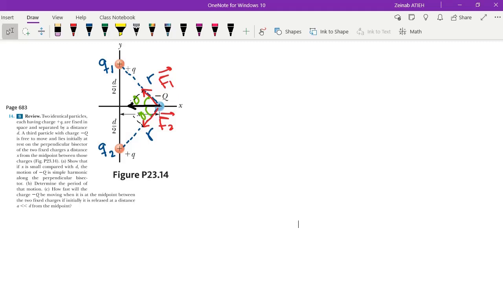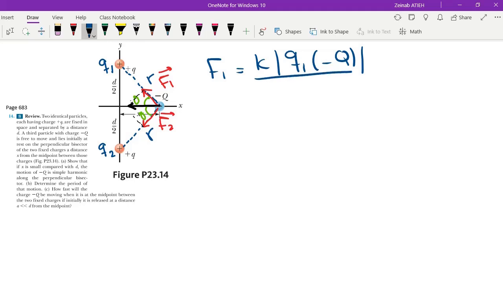I will start first by finding its magnitude. So F1 is equal to k times the absolute value of q1, the first charge, times the second charge, minus q. Remember, I'm finding the force exerted by q1 on minus q. Now q1 is q, it's given in the problem. So for sure F1 is drawn on minus q, because I'm finding the forces on minus q due to q1. I start first with q1, over r squared, which is the distance separating q1 and minus q. You can see that I have indicated r squared on the figure.